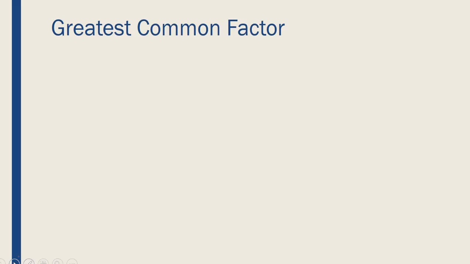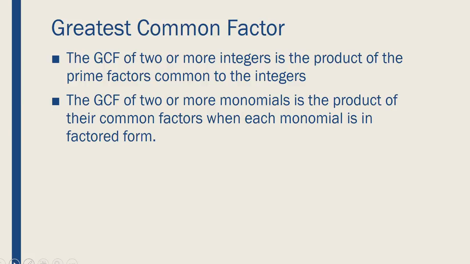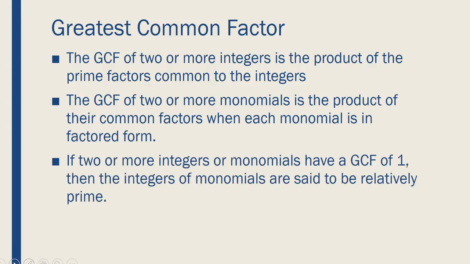Now the greatest common factor of 2 or more integers is the product of the prime factors common to the integers. That's why it's called a common factor. The GCF of 2 or more monomials is the product of their common factors when each monomial is in factored form. And if 2 or more integers or monomials have a GCF of 1, then they are said to be relatively prime. We'll talk more about that in class.